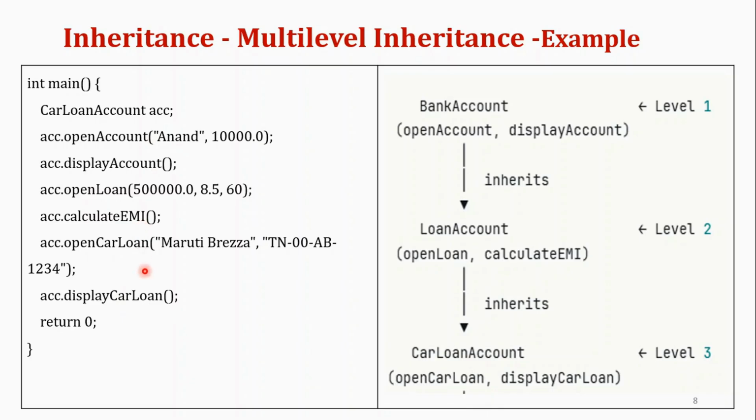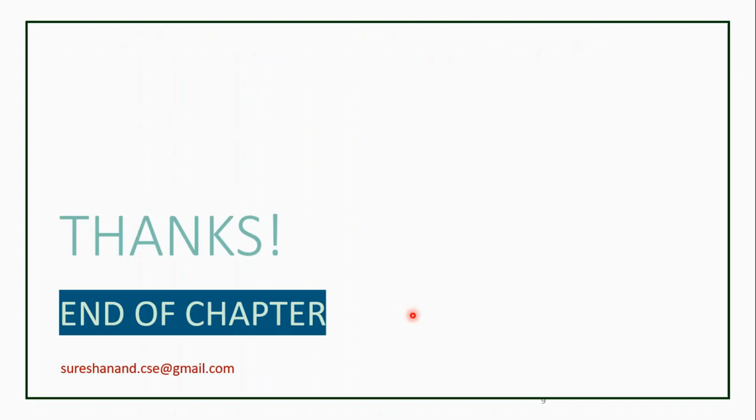So all the member functions, from base class 1, base class 2, and the current derived class, are accessed by the car loan account derived class object, by using that object. So this is how multi-level inheritance works with three levels of inheritance classes. I didn't go through the code line by line, but I explained how it works. So that's the end of multi-level inheritance. See you in the next lesson.